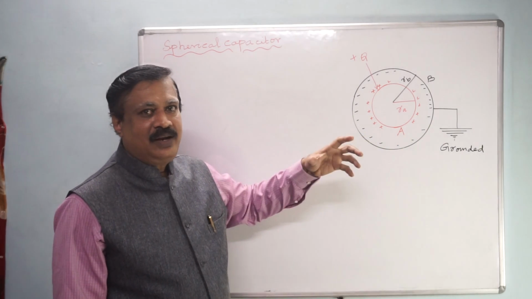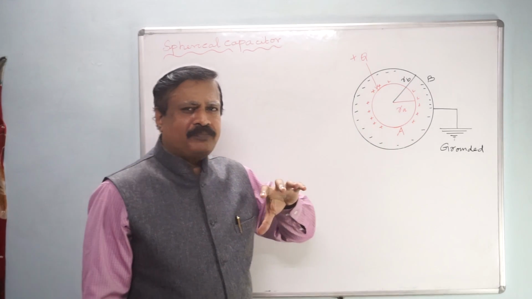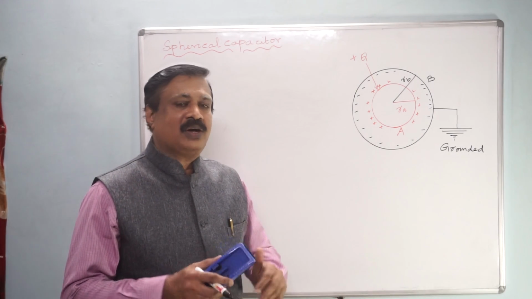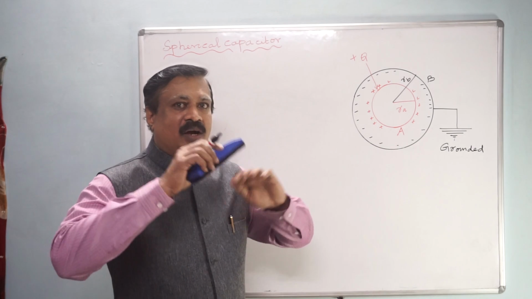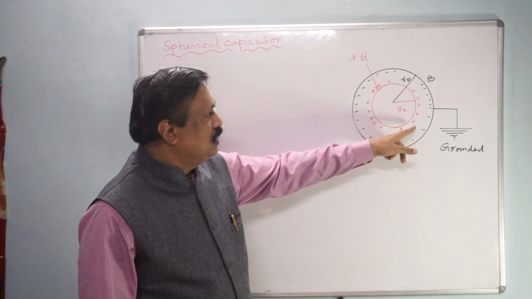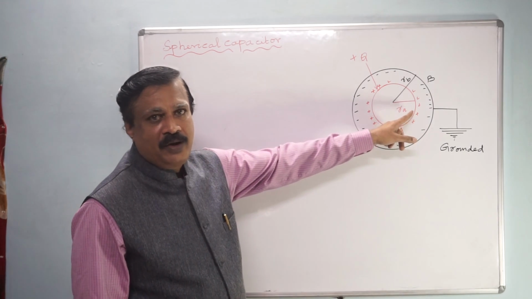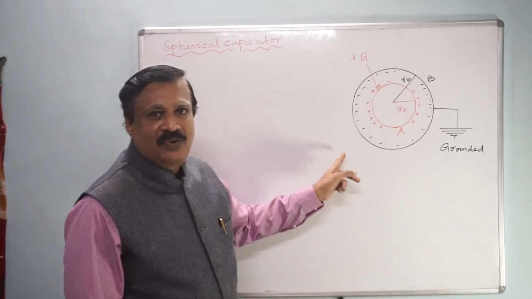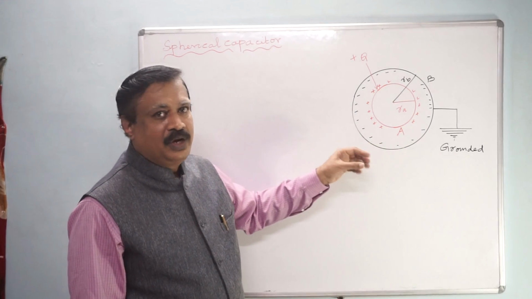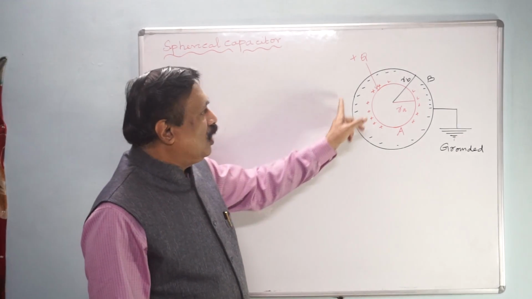Now we are giving a positive charge Q to the inner sphere. Usually the charge resides on the outer surface only, whether it is a hollow sphere or a solid sphere. Therefore all the positive charge comes on the outer surface, whose radius is RA. Now the outer sphere we have not given any charge, but due to the presence of this positive charge, negative charge is induced inside and positive charge is induced outside.